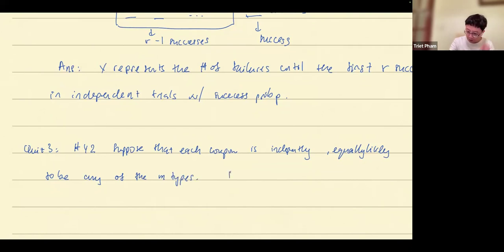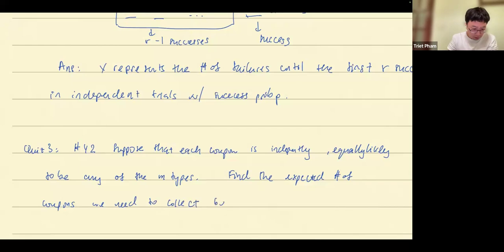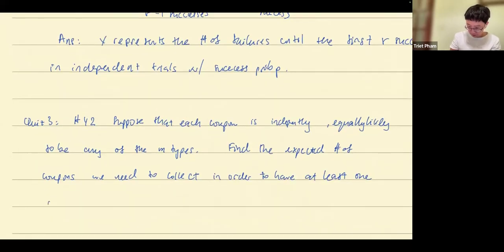Find the expected number of coupons we need to collect in order to have at least one of each type. So this is probably what people will call a full collection.